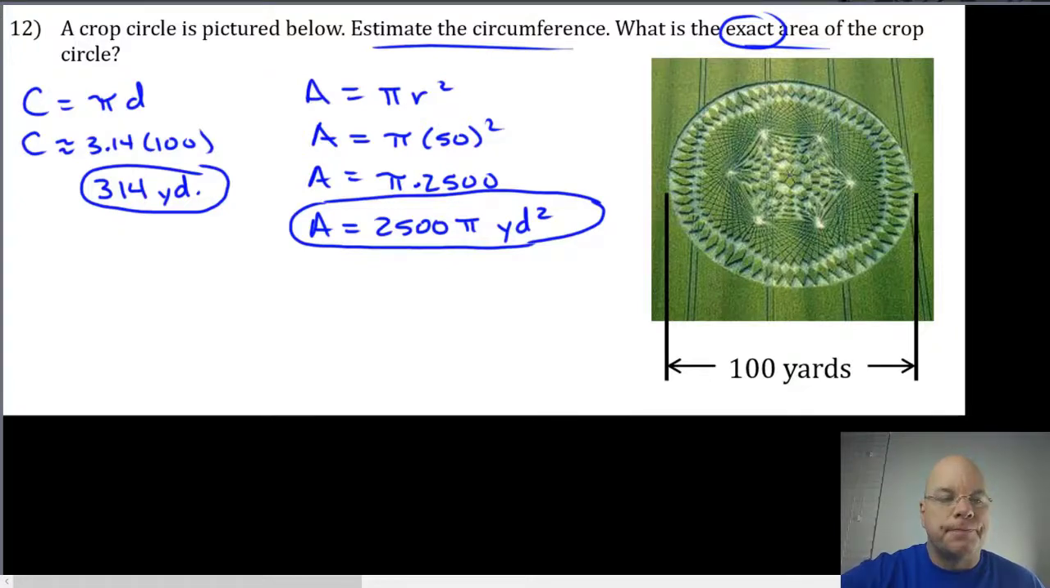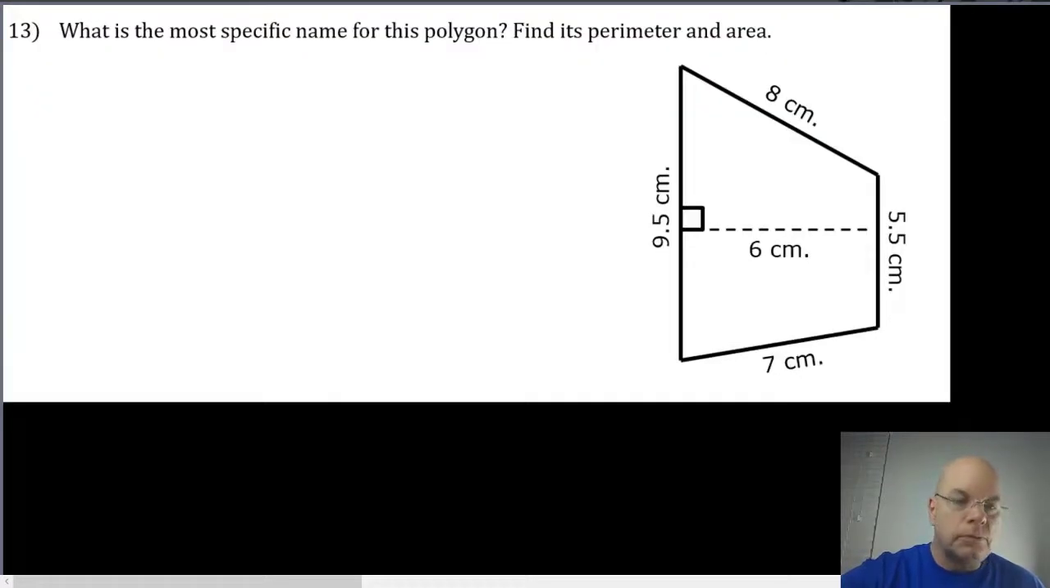Problem 13. What is the most specific name for this polygon? It is a polygon. It has straight sides. There are no curves. And it has 1, 2, 3, 4 sides, so it's some kind of quadrilateral.